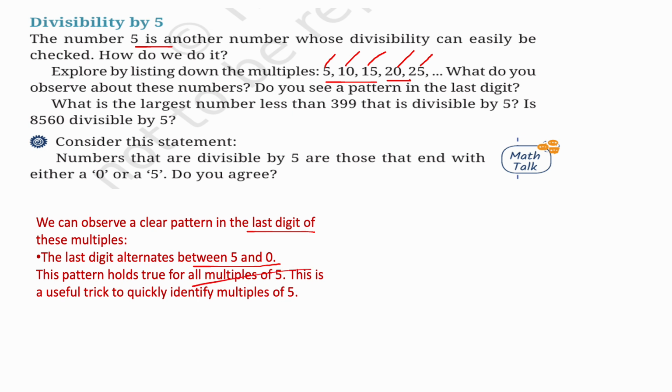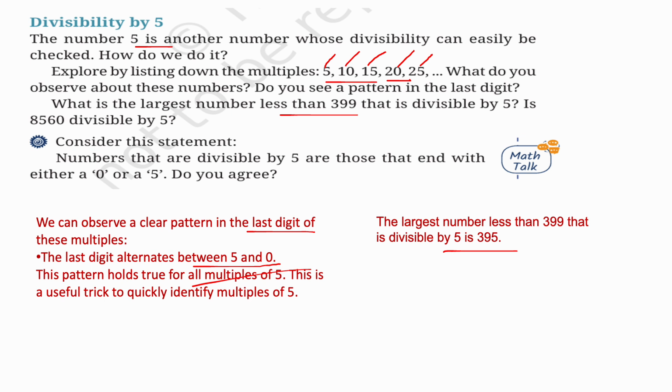This is a useful trick to quickly identify multiples of 5. You just look at the last digit. If it is either 0 or 5, then it is divisible by 5. What is the largest number less than 399 that is divisible by 5? The largest number less than 399 that is divisible by 5 is 395.